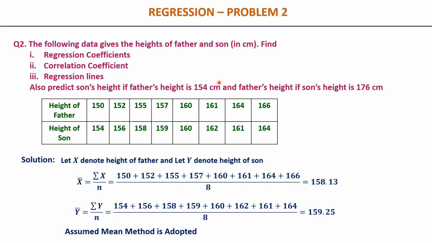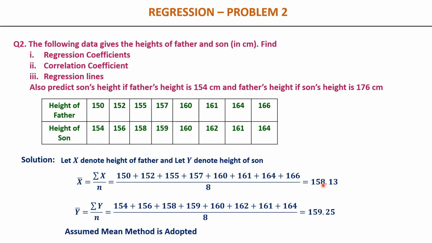So it's a similar question like the previous one. Height of father is given for 8 people and height of son again for 8 people. We denote x as the height of father, y as the height of son. I'm calculating x bar, y bar as we did in the previous problem. But here we note that the values of the means are not integers.